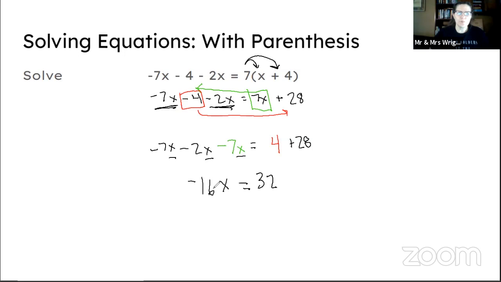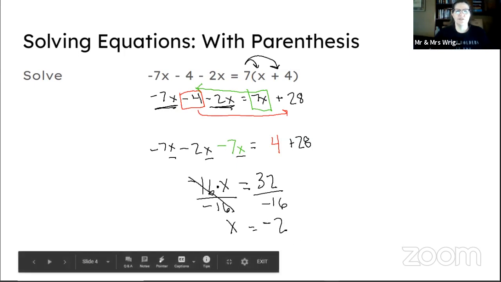Okay. So here we have negative 16x equals 32, and that is multiplication. So in order to undo the multiplication, we do division, dividing by negative 16. Okay, so that's going to cancel out, and we're left with just an x. 32 divided by 16 is 2. Since there's an odd number of negative symbols, I'm going to have a negative there. X equals negative 2. Oops, let me clear this drawing.